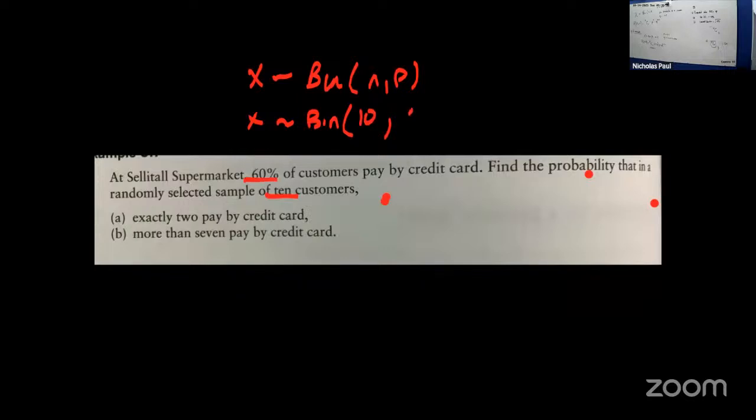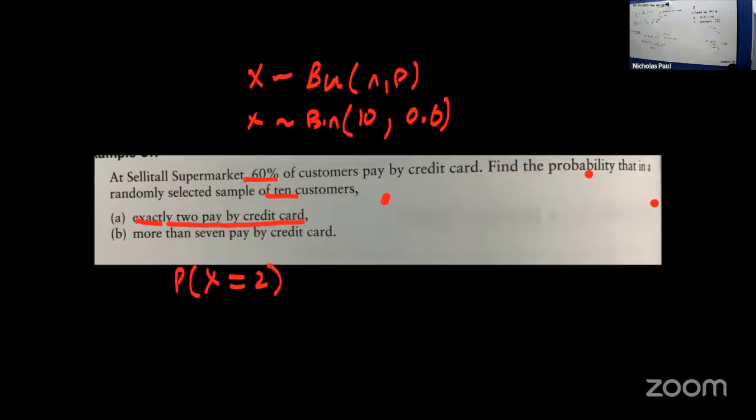So let's try this. In doing a question, the first thing that we need to know is the parameters. X follows a binomial, N and P. What are the parameters here? N is 10 and P is 0.6. Don't make the mistake and write 60, unless you write 60%. Find the probability that exactly 2 pay with credit cards. So they want you to find the probability that X is equal to 2.